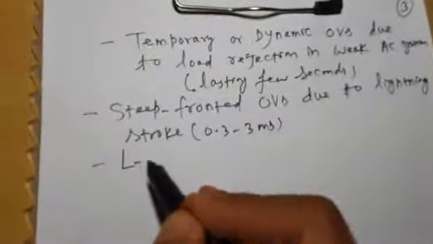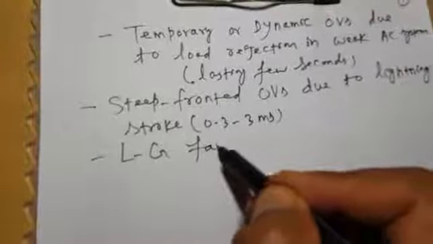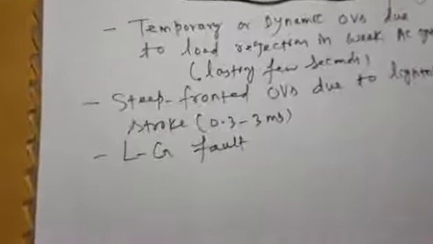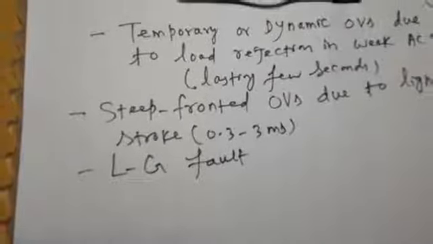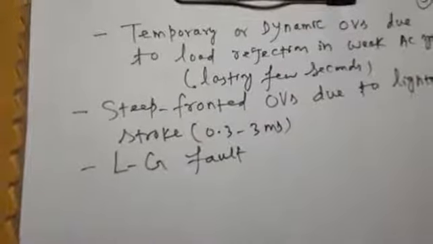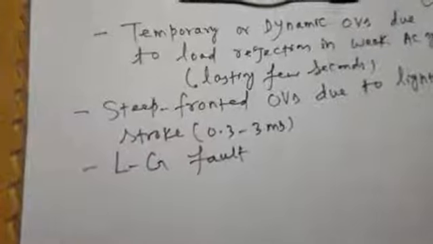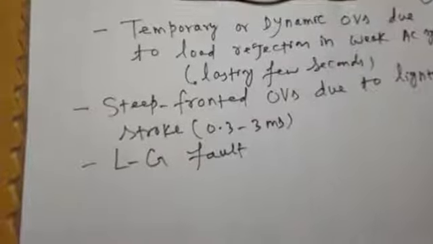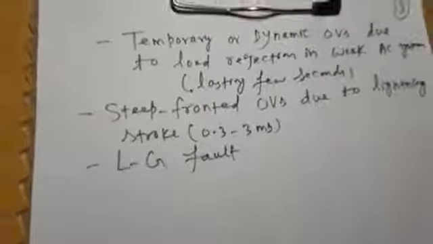line to ground fault. Again, as I have already discussed with you, a line to ground fault on the AC side will result in raising of voltage of the other, healthy phases, and this over voltage will get transferred to the HVDC system. So therefore, these are the causes.